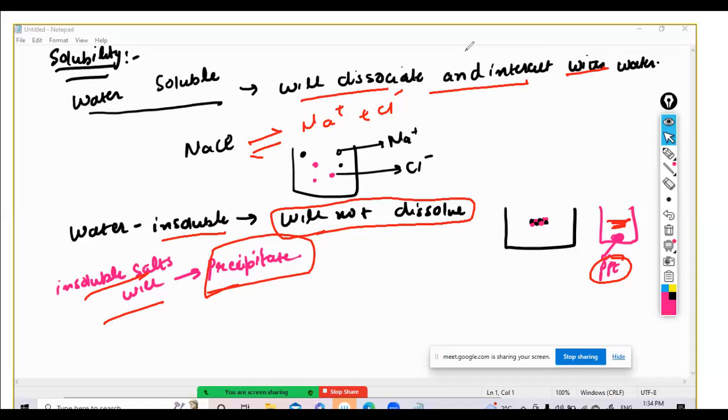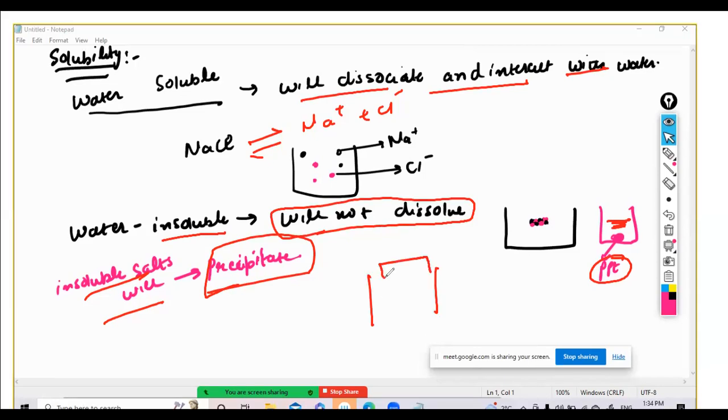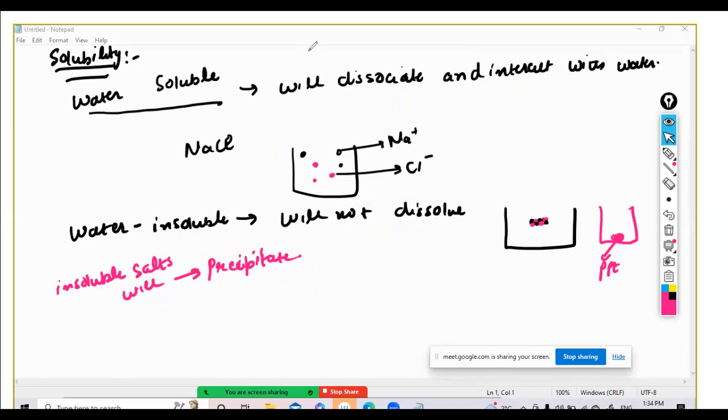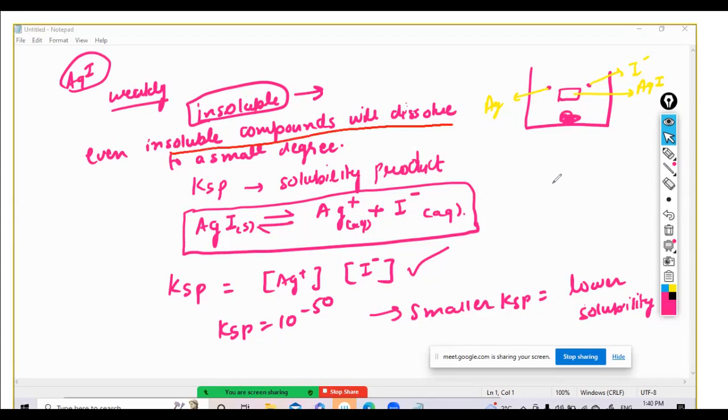Now, these are two extreme boundaries which we are talking about, soluble and insoluble. In between these two boundaries, there lies a category which we call moderately soluble salts, or weakly soluble salts. When we say a salt is insoluble, however, a slight amount of that salt is still soluble. It is still available for interaction, in the form of ions.